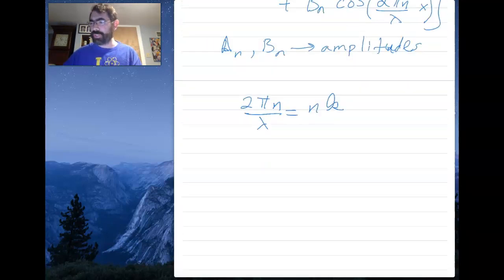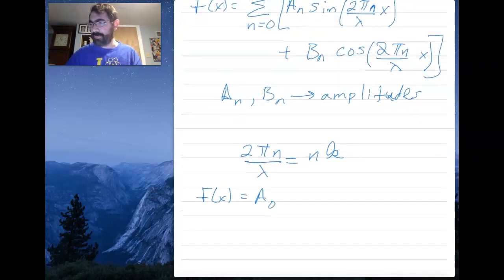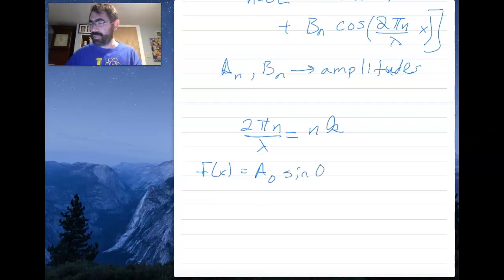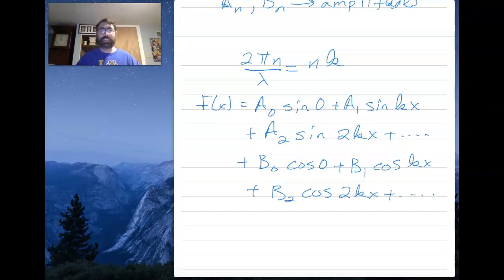And so we have this equation which essentially says my function is a0 sine of 0 plus a1 sine kx plus a2 sine 2kx plus, and so on, plus b0 cosine of 0 plus b1 cosine kx plus b2 cosine 2kx plus, and so on. So I can keep adding sines and cosines and build up this function. And so what we have is something that looks like this.